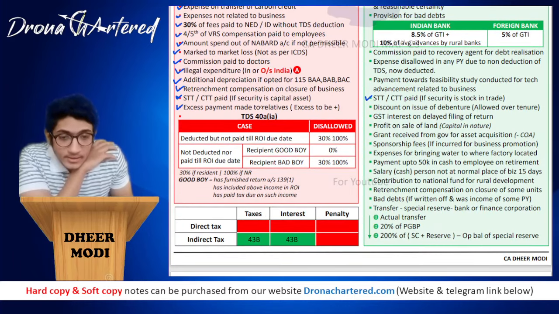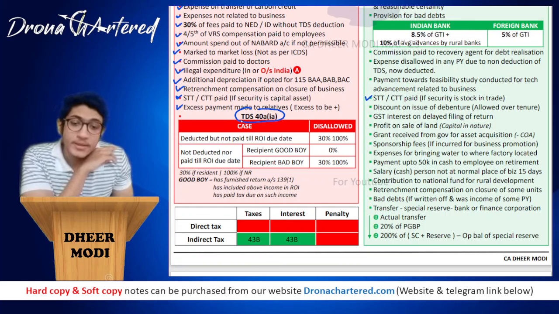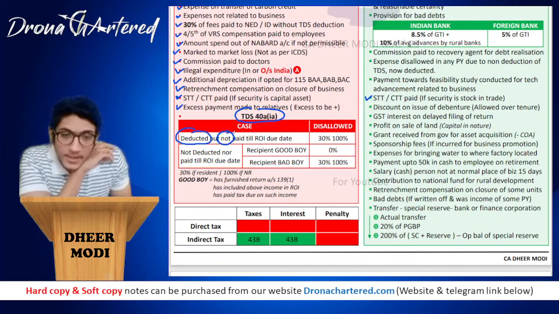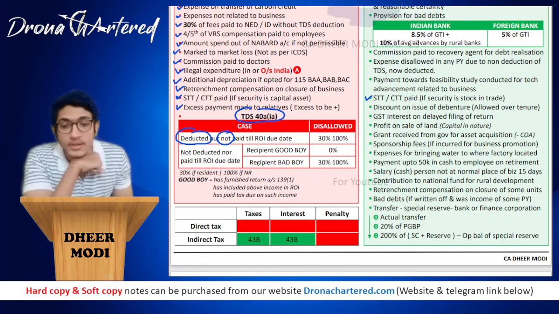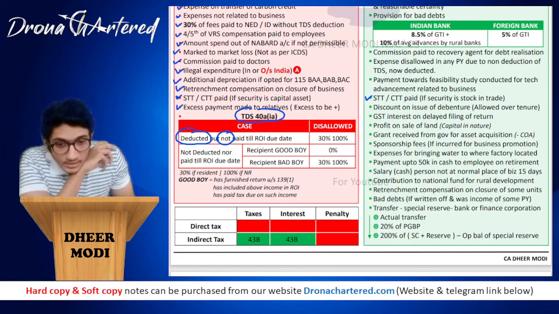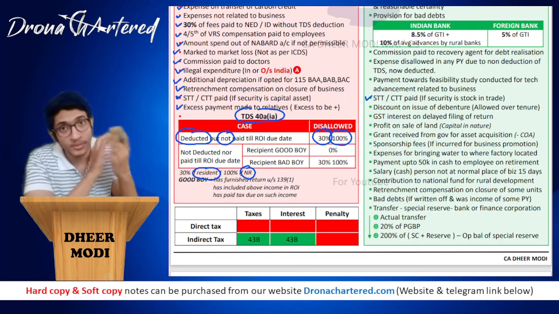So your TDS is section 40(a)(ia). In cases where tax has been deducted but not paid to the government by your return due date, 30% will be disallowed if the payment was made to a resident, and 100% of your payment will be disallowed if the payment was made to a non-resident. Therefore, you will always have to remember to deduct tax.